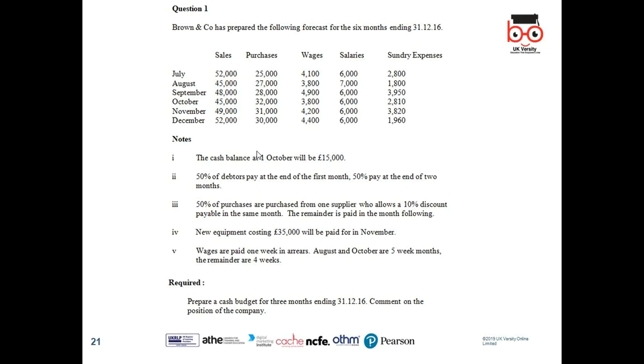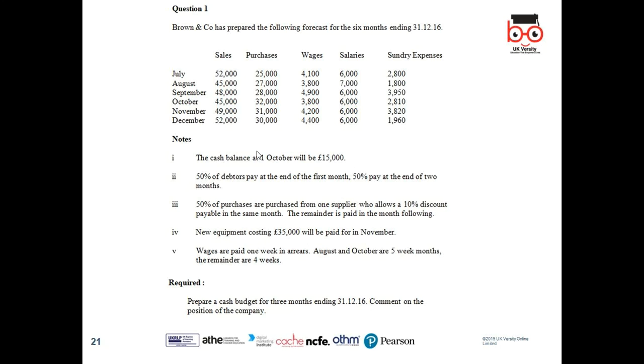We'll go through the question. We have sales, purchases, wages, salary and sundry expenses. I'll send you a separate template so you can make your budget as well. Cash: how much cash do we have? On first October, 15,000. Second, 50% of debtors. Our debtors are our credit customers to whom we sold things on credit.